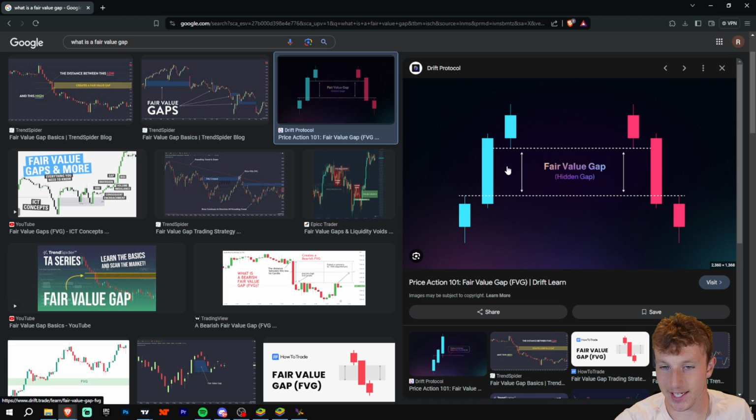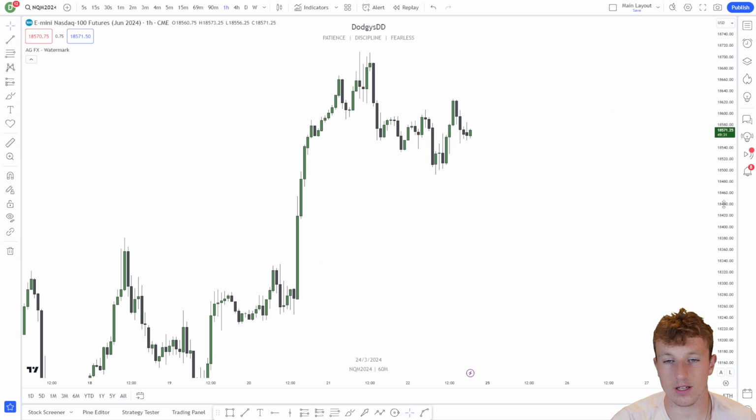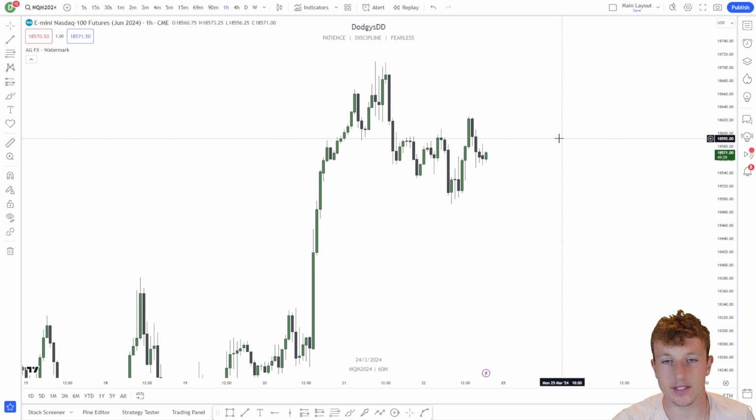Basically, it's this hidden gap where the first candle and the third candle's wicks do not overlap, meaning the wick here and the wick here do not come down and overlap each other. And it creates something called a gap, a gap in price. Same thing here. This is a bearish gap, this red candle, because this first candle's wick does not come all the way down and overlap this.